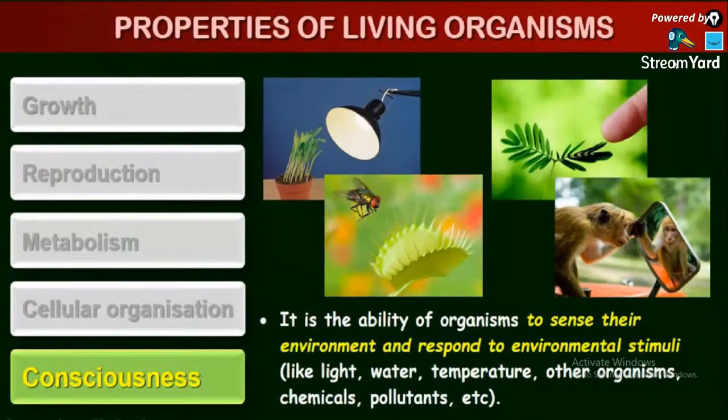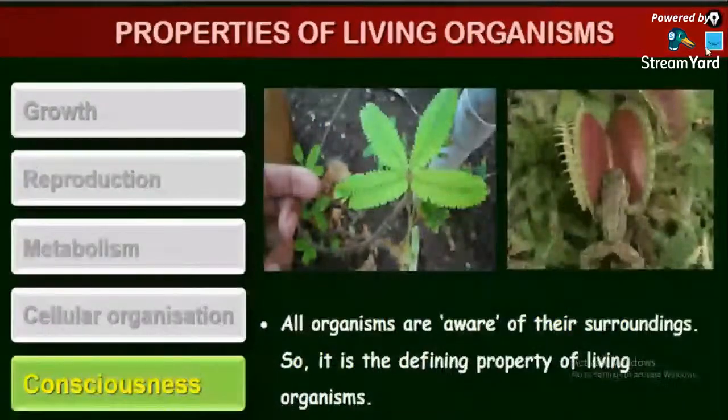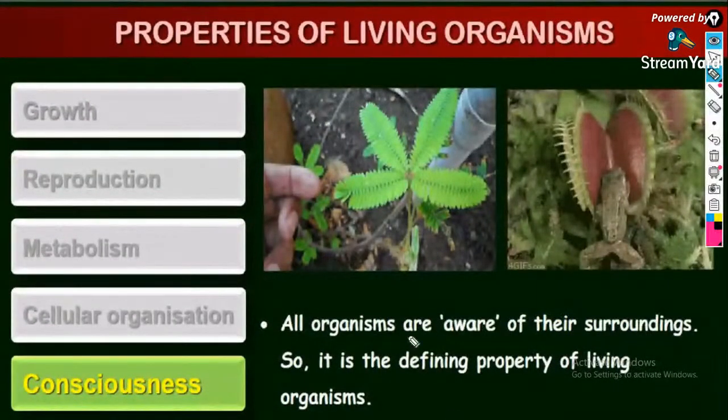There are certain plants responding to light. There are thigmotropic plants, insectivorous plants. Am I right? Does anybody want me to explain? Even if one person wants me to explain, I will explain it. Only this point is there. Therefore, consciousness can be considered as the defining property. All organisms are aware of the surroundings.